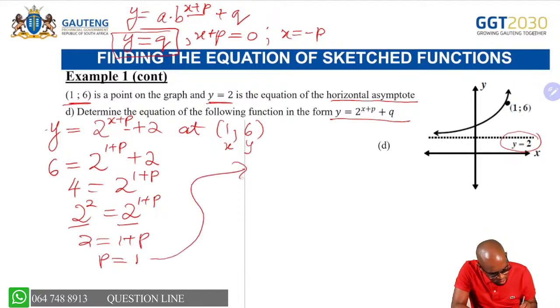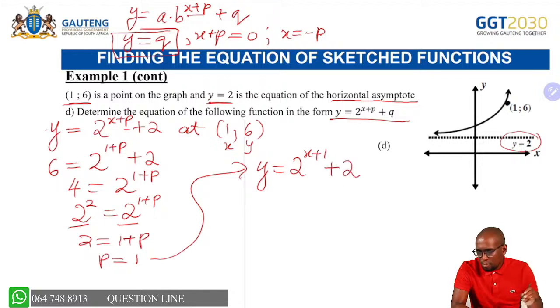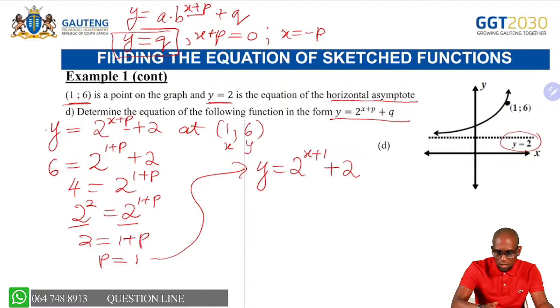Now let's complete our problem here. We have y = 2^(x + 1) + 2, because we got p. So that would be the equation of this exponential function.